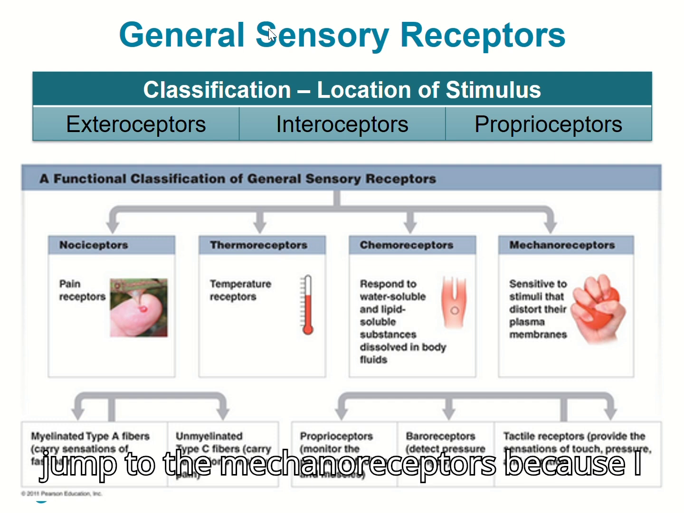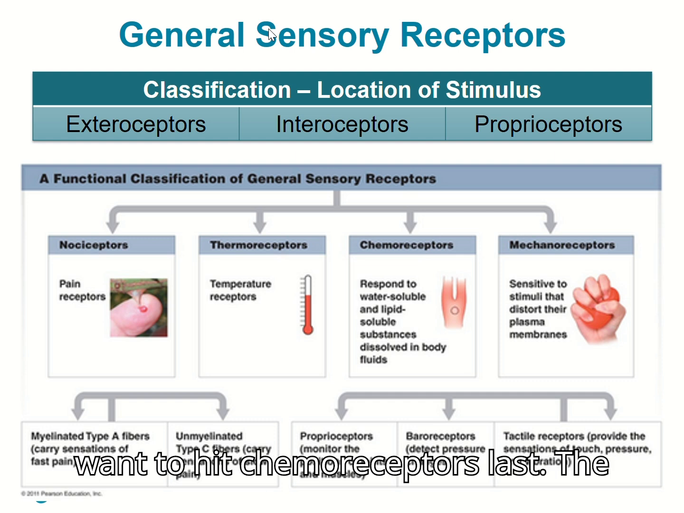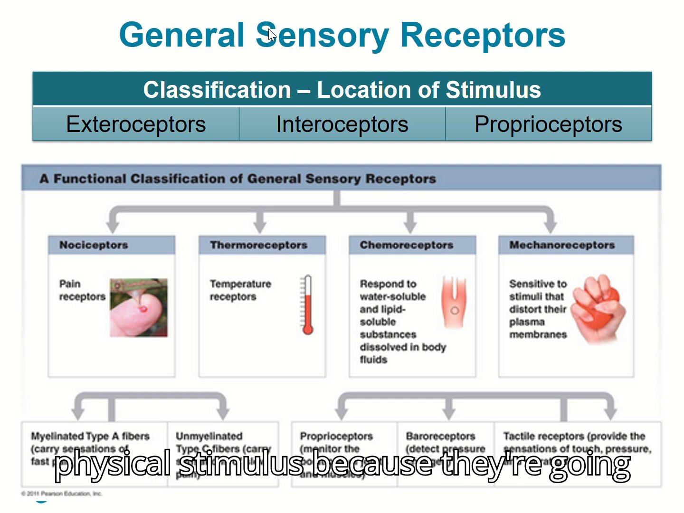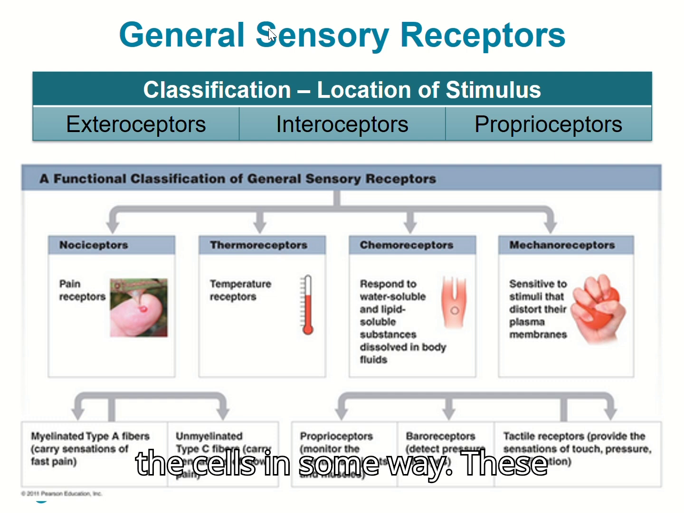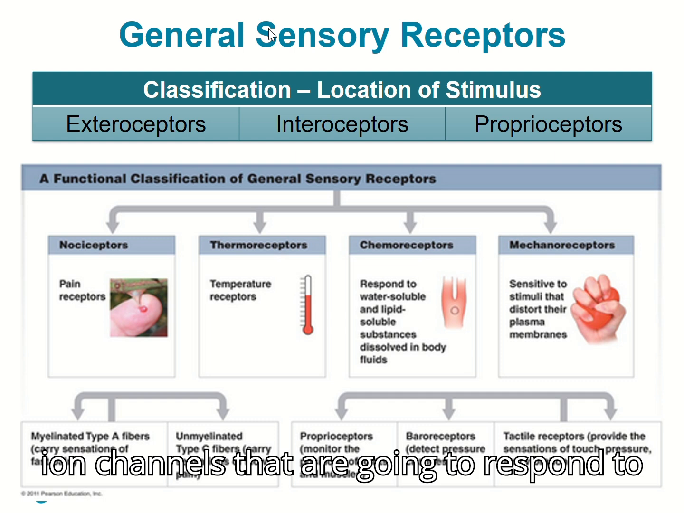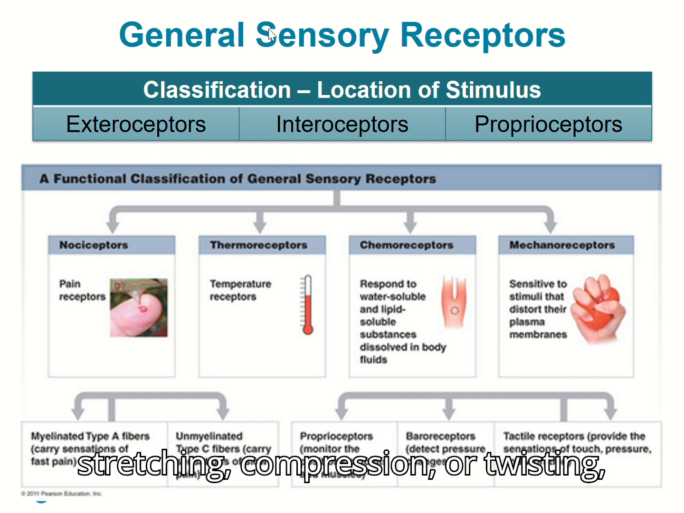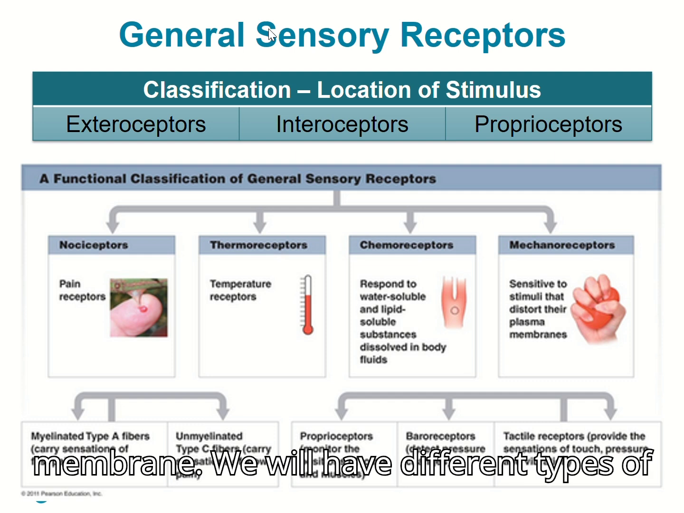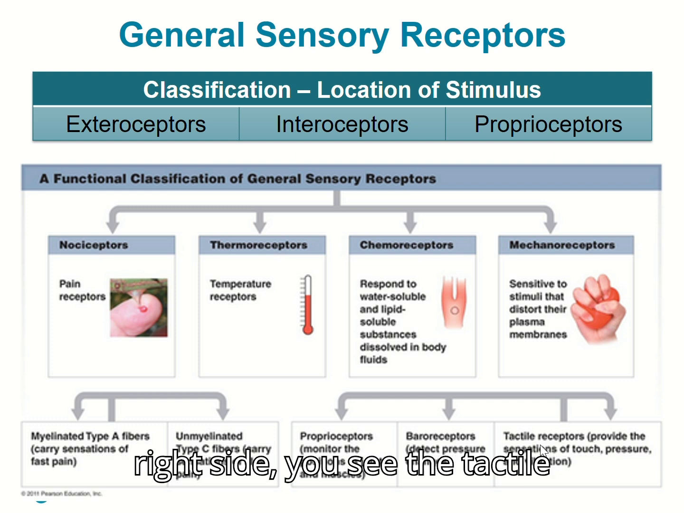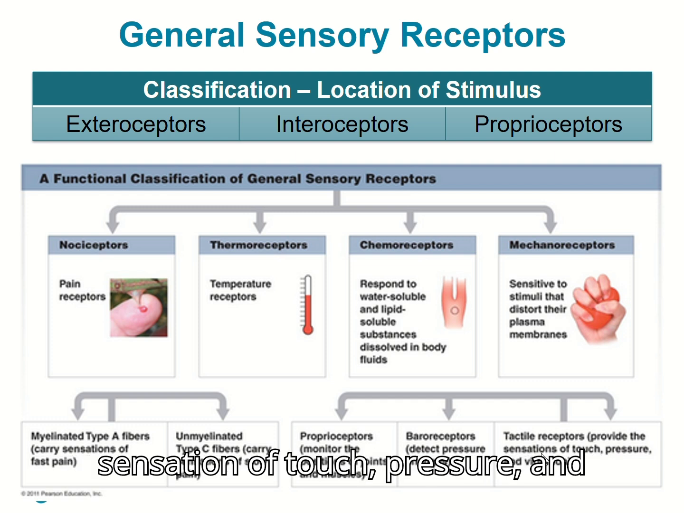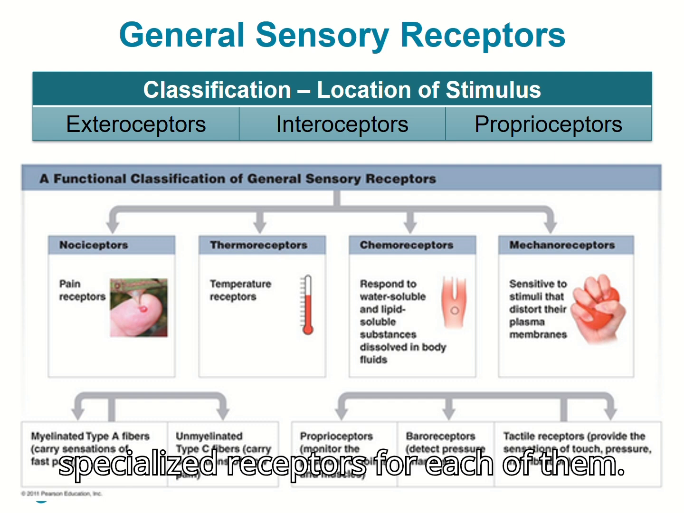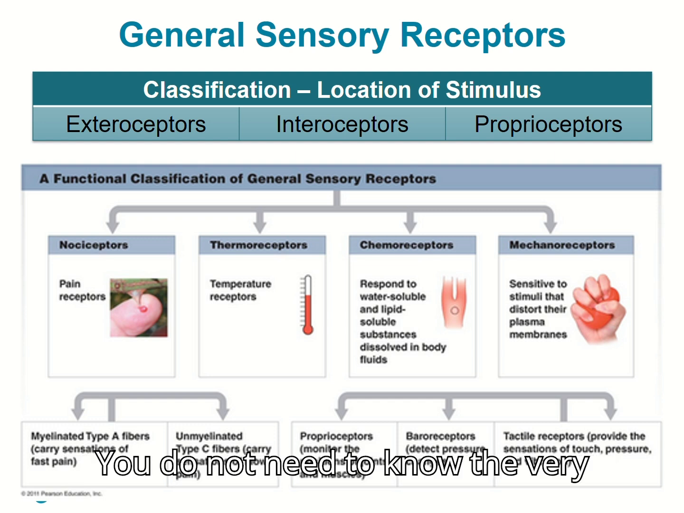Let's jump to the mechanoreceptors because I want to hit chemoreceptors last. The mechanoreceptors are very sensitive to a physical stimulus because they're going to be distorting the plasma membranes of the cells in some way. These membranes have those mechanically gated ion channels that are going to respond to stretching, compression, or twisting, some sort of distortion of that plasma membrane. We will have different types of mechanoreceptors. So starting on the right side, you see the tactile receptors. That's giving you your sensation of touch, pressure, and vibration. There's going to be different degrees of these and different very specialized receptors for each of them. You do not need to know the very specialized ones.